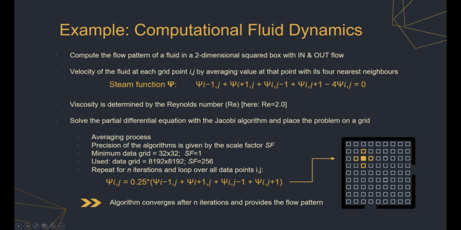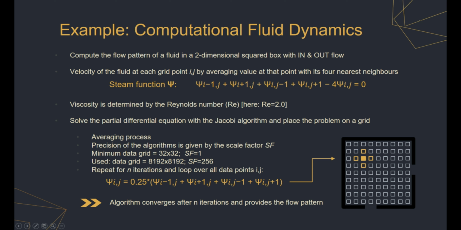We take an example from computational fluid dynamics to evaluate the performance of our code. It computes the flow pattern of a fluid in a two-dimensional cavity with an inflow and outflow. We calculate each section by defining a grid, and for each grid point we compute the velocity of the fluid by averaging the value of its four nearest neighbors. This is given by the stream function psi. Additionally, the Reynolds number determines the viscosity of the fluid.